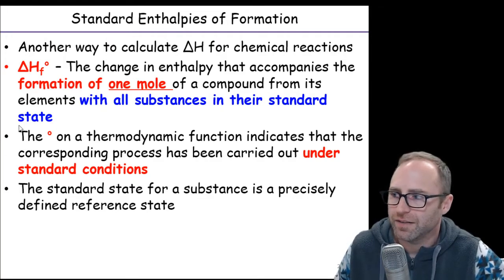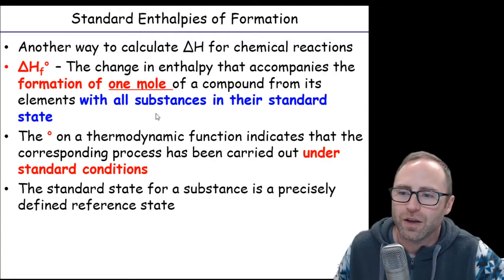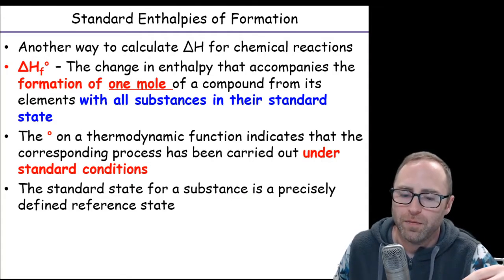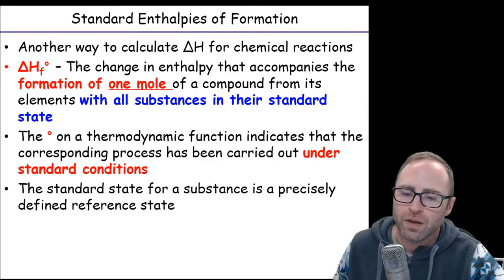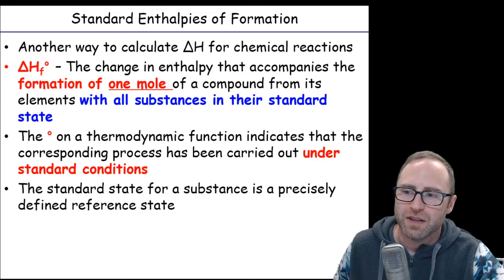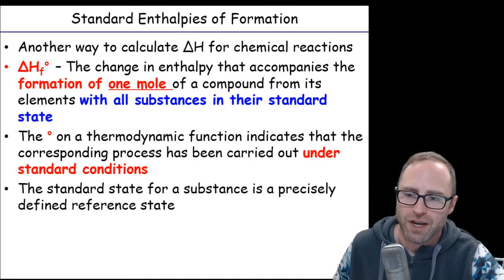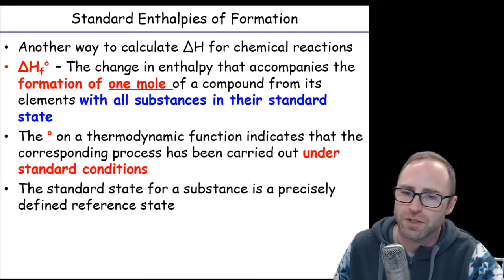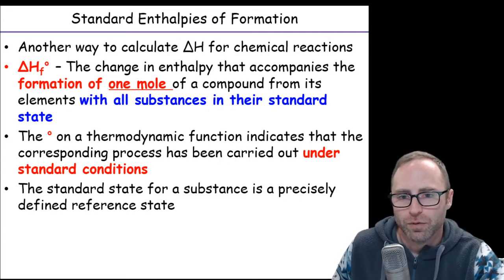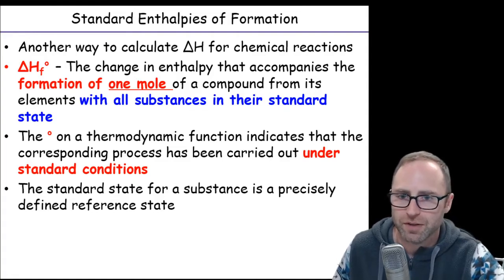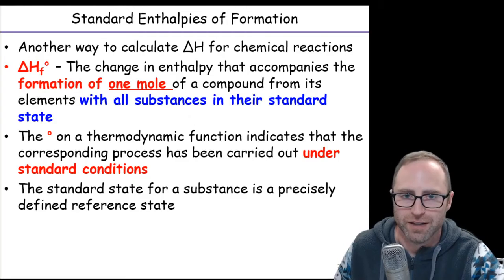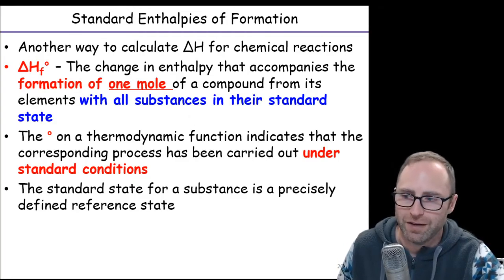The naught symbol there, that red circle, basically tells us, the chemist, the reader, that the process is being done under standard conditions. The reason that this is so important is because these enthalpy values will change if you change the conditions of an experiment. If you start changing the pressures or the temperature, those enthalpies will be different. So in order to relate one process to another, one compound to another, one element to another, we need to have everything at the exact same pressure and the exact same temperature. So we denote it with that naught.